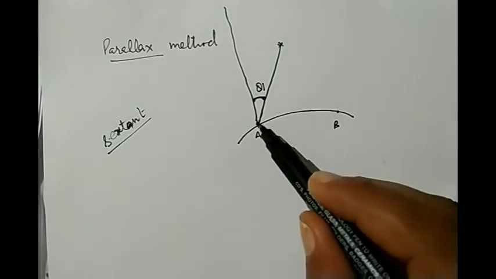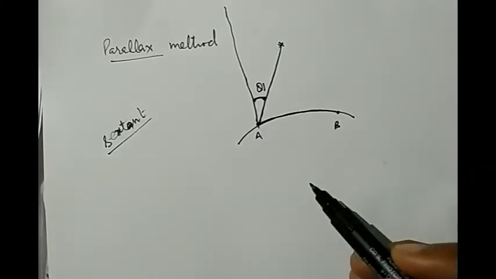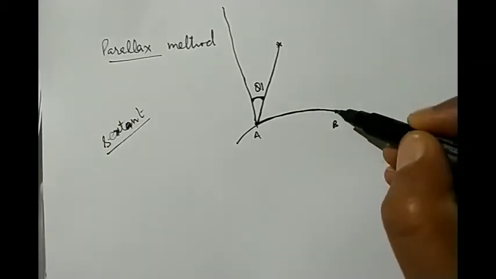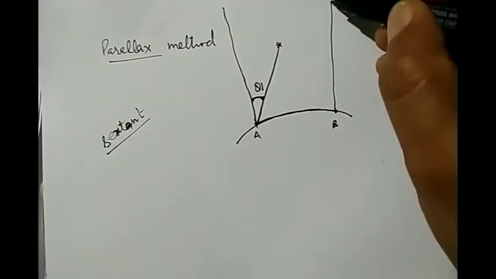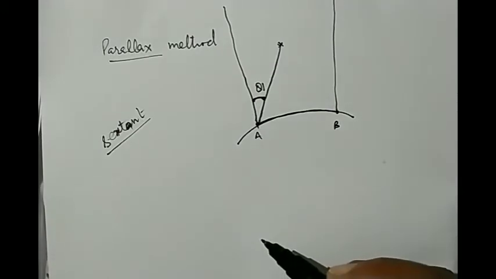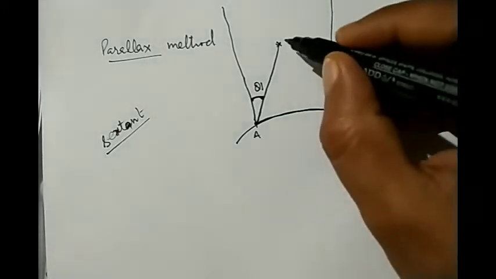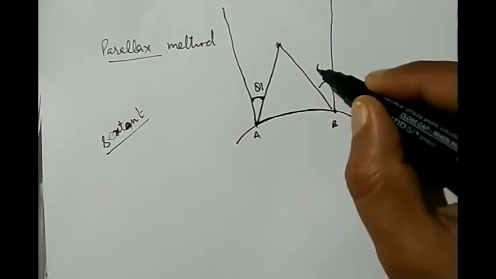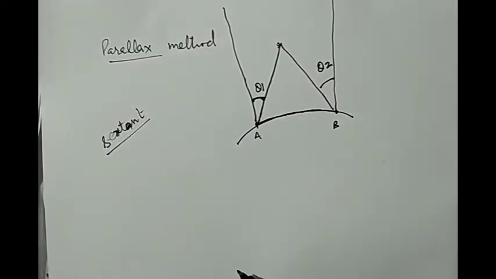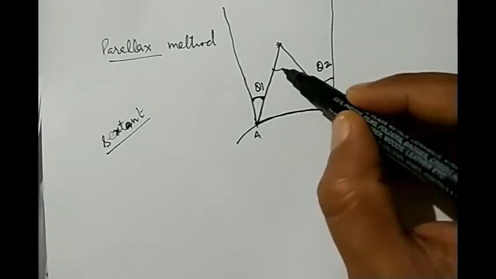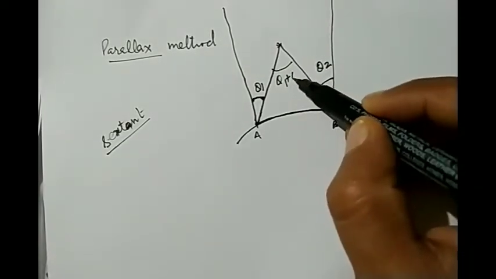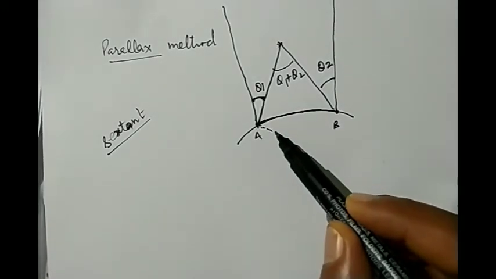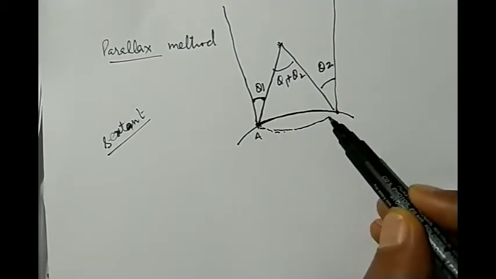Similarly, I go to another place and repeat the experiment again. I choose a star very far away which is directly above my head, and with the help of the sextant I am able to calculate this angle, that is θ2. So by the geometry, this angle will be equal to θ1 plus θ2.